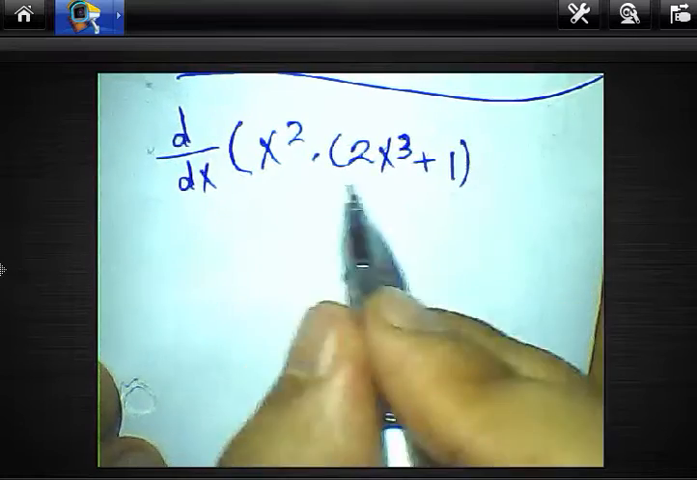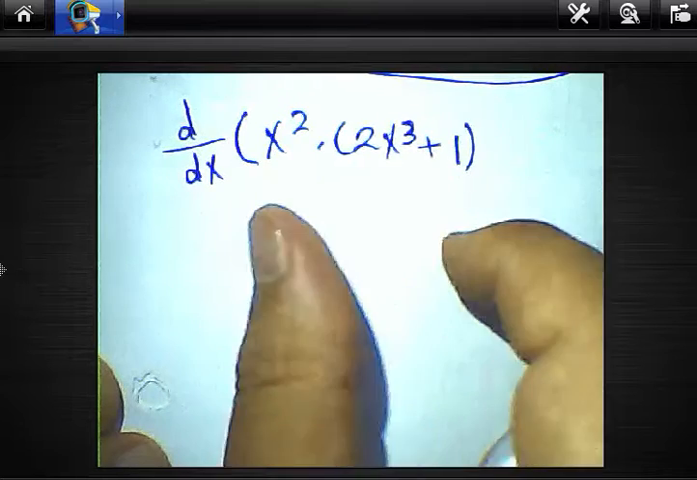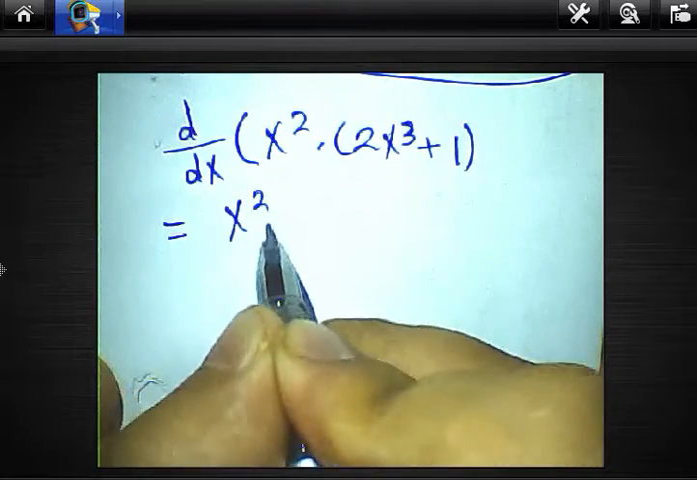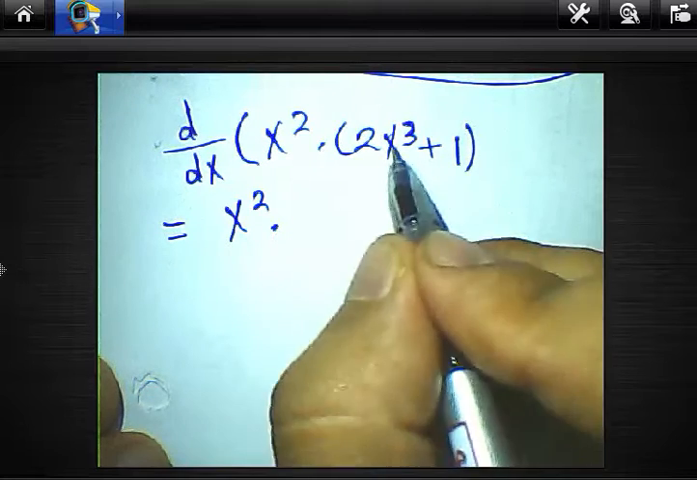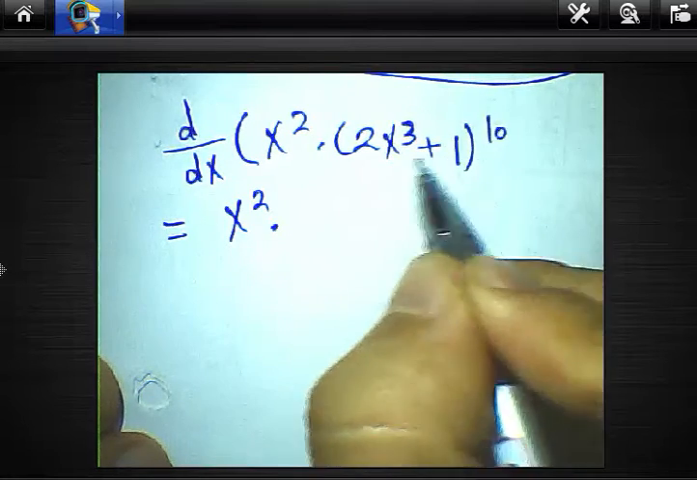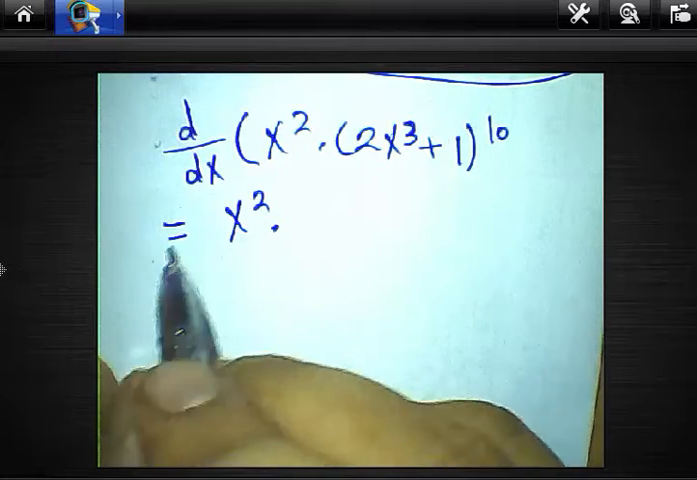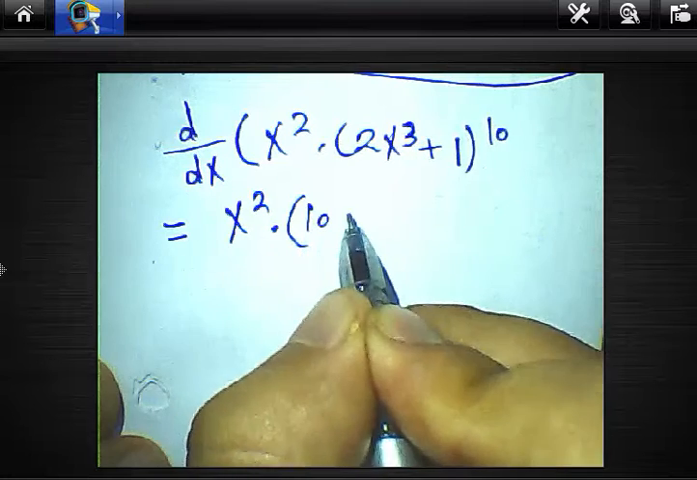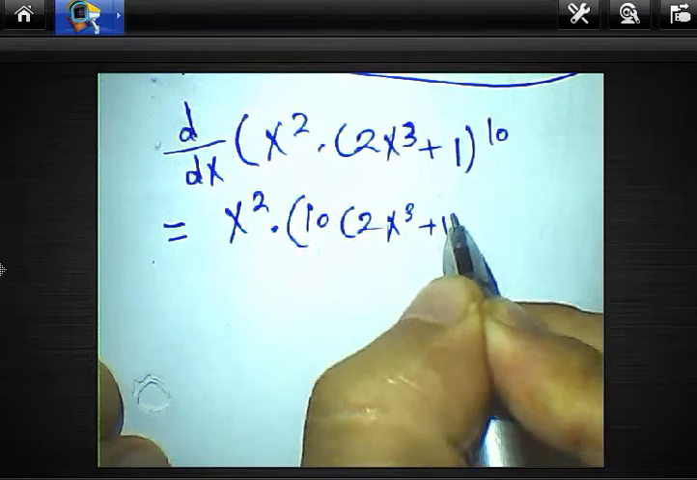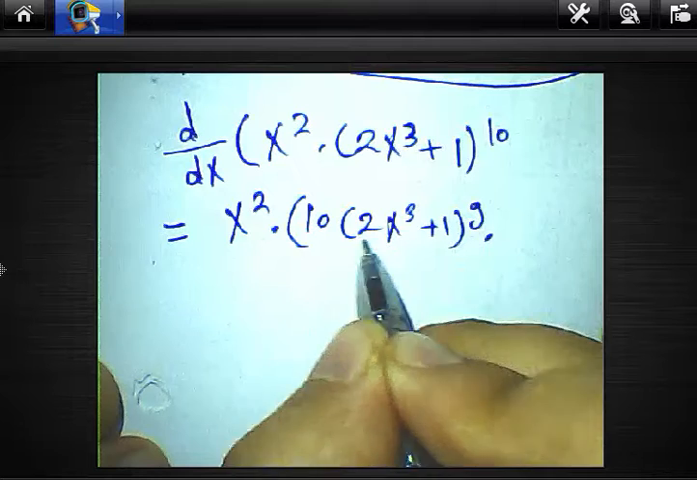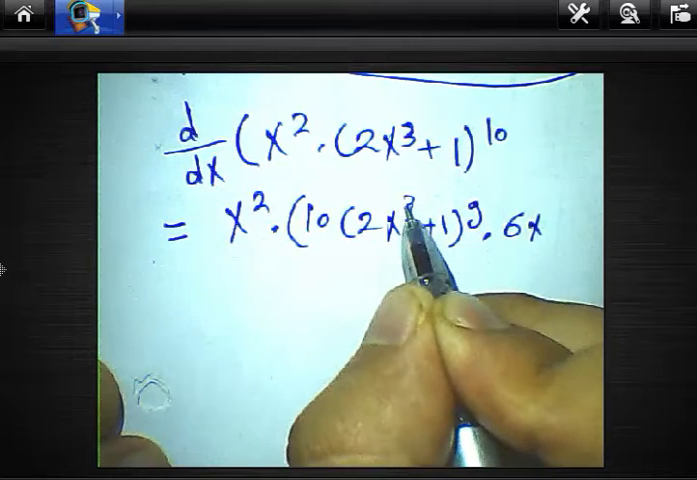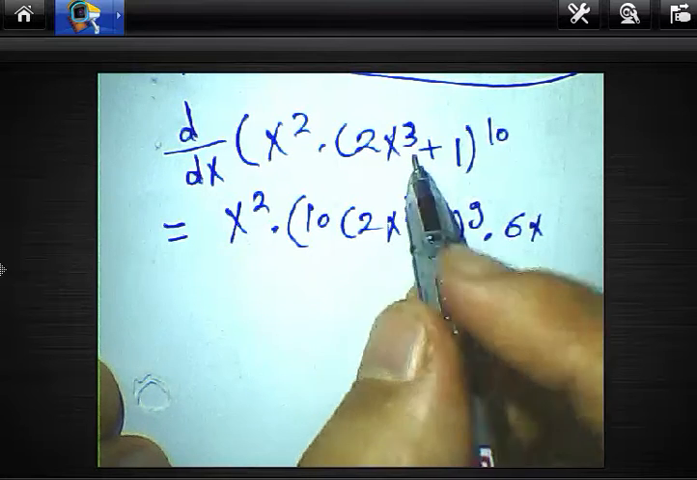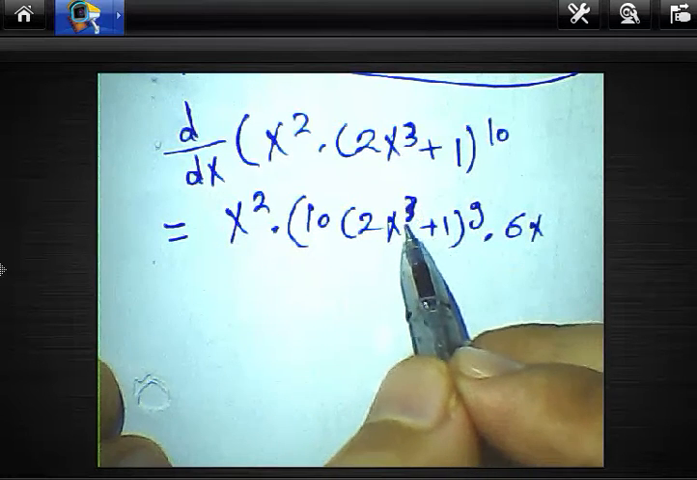Here we find the derivative of a multiplication of two expressions. We have an expression and a term, so we use the rule: write the first, multiply by the derivative of the second. This expression was power 10, so we can find the derivative like this. We write the first, multiply by the derivative of the second. We must drop this power and subtract 1 from this power, and then multiply by the derivative of this expression, which will be 6x. You must drop the power and subtract 1 from 3, so the result will be 6x power 2.